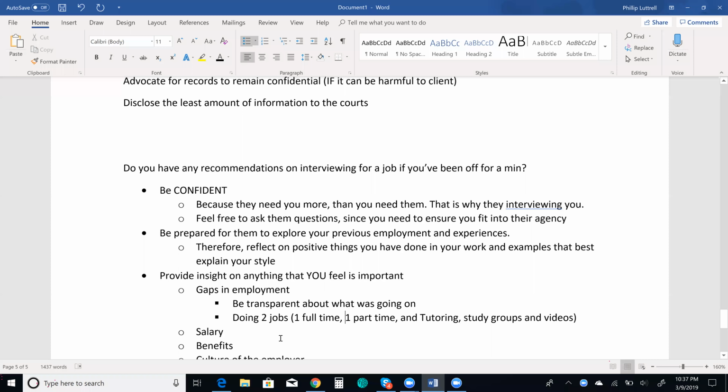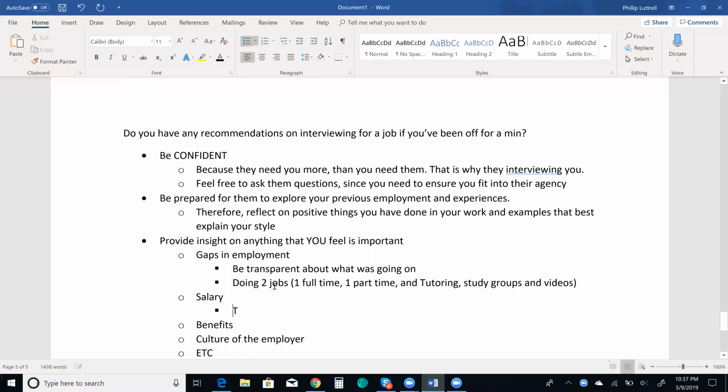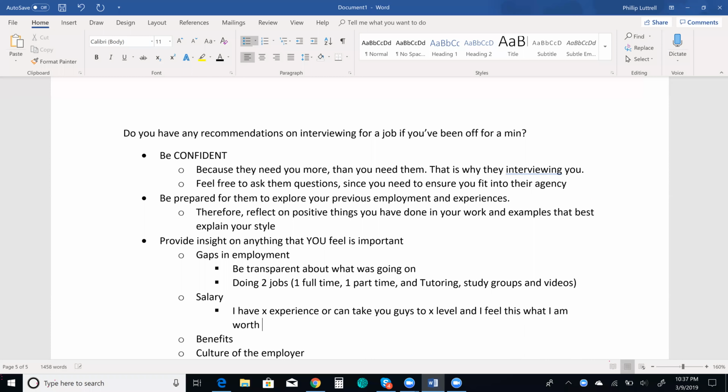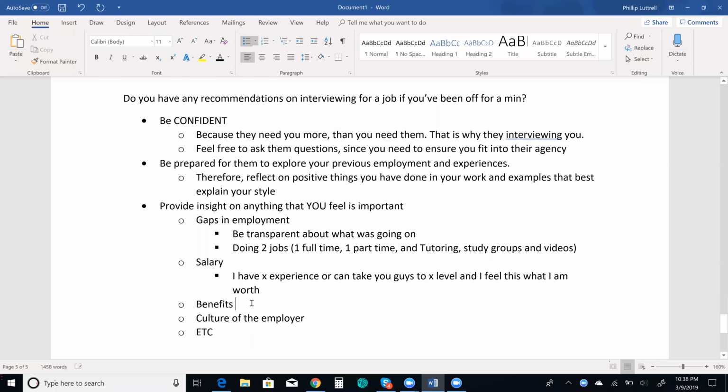What kind of opportunity is this? Salary. And then, in regards to this, I have X experience or can take you guys to X level, and I feel this is what I am worth. Like, I walked into that job interview and said, hey, this is what I would like to see. And they said, oh, okay, we can manage this.